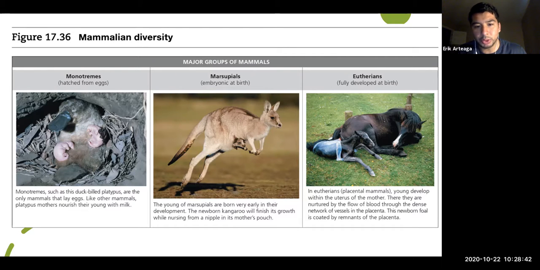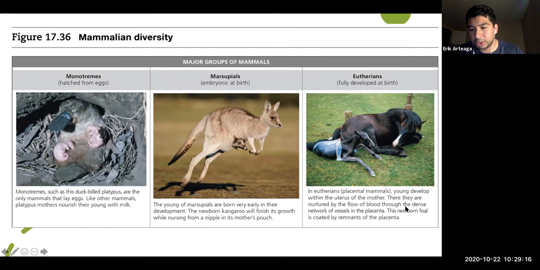Okay, marsupials. They're embryonic at birth. So think of these organisms as almost premature when they're born, right? Young marsupials need that extra care. They need to be housed in a pouch. They also need to be nourished by milk in the pouch. So they do have nipples or mammary tissue inside of these pouches. So you see this joey, or small kangaroo, here. Probably should be out of the pouch by now. It's getting a little old.